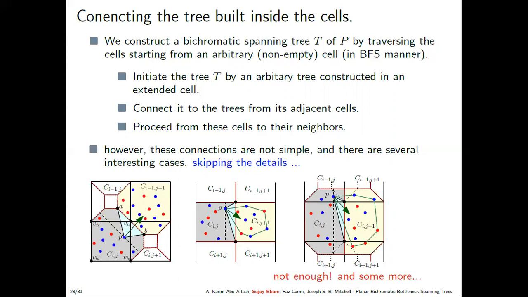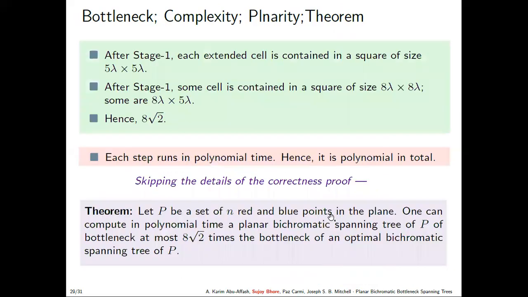However, these connections are actually not very simple, and there are several interesting cases because, yes, it is true that inside each of these cells, we have successfully created the trees in a non-crossing manner, but we also need to ensure that when we are joining the trees that are constructed in neighbor cells, we do not create any further crossing, and for that we have to do some heavy case analysis. Some glimpses of these cases are here, but these are not enough and there are still some more cases.